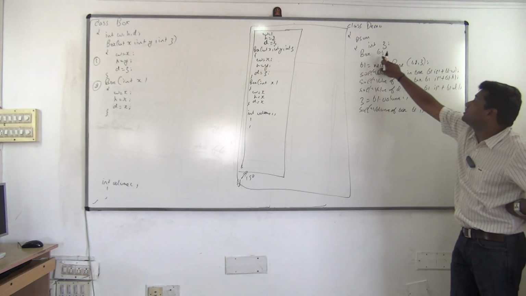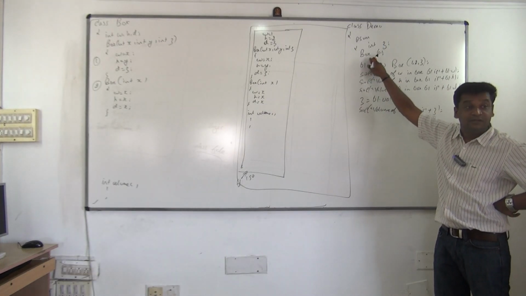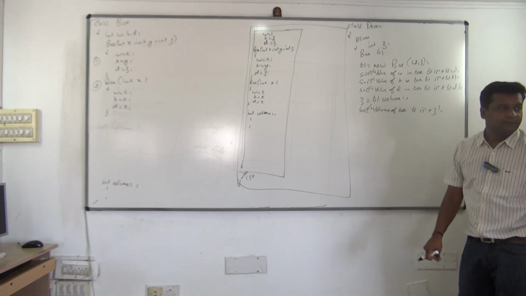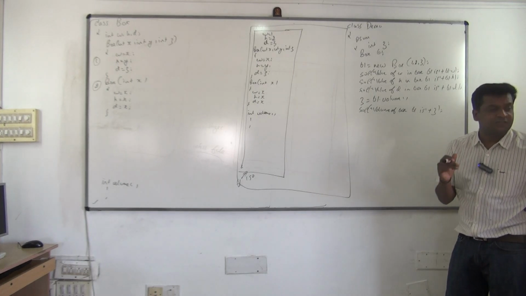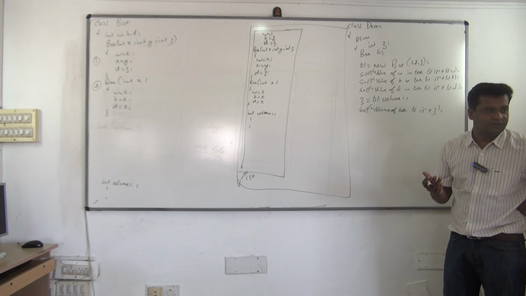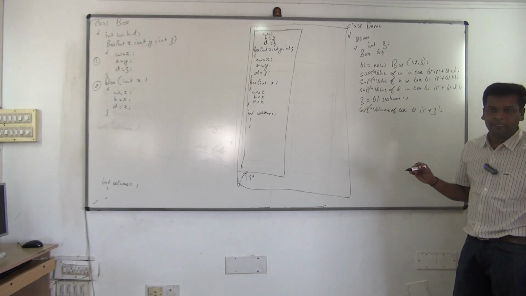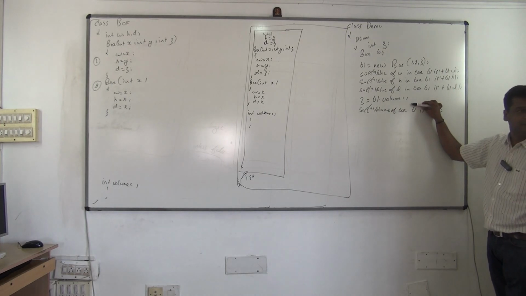Can I access b1.w here, in this line? No. So W, H and D were accessed after new. So W, H and D can be accessed after creation of object. Volume also can be accessed after creation of object. But constructor is accessed during creation of object. Getting the difference now? And after creation of the object, you can access these members any number of times.